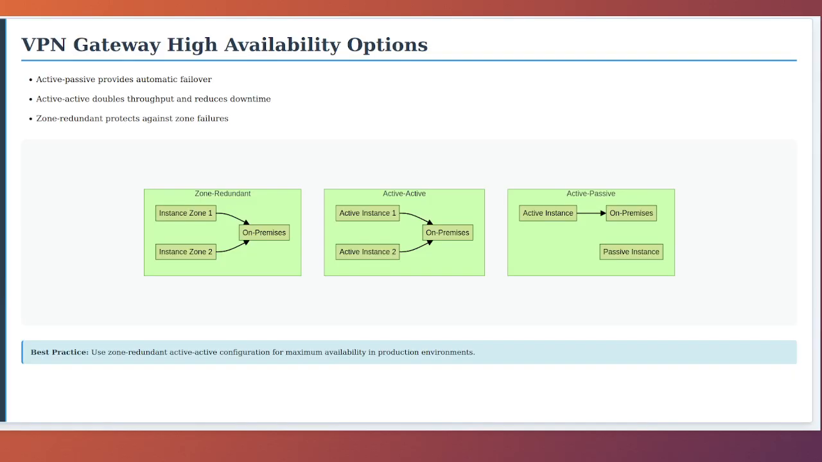When combining these configurations, you can achieve maximum resilience. For example, you can deploy a zone-redundant gateway in active-active mode, giving you 4 gateway instances distributed across 2 zones with all instances actively handling traffic. This configuration provides protection against both instance-level and zone-level failures while maximizing throughput. However, this also represents the highest cost option, so you should evaluate whether your workload requires this level of redundancy or if a simpler configuration would suffice.